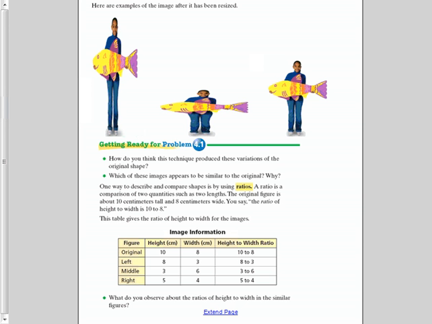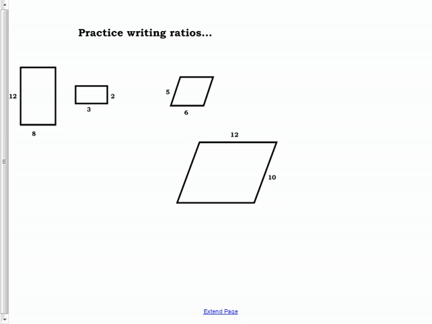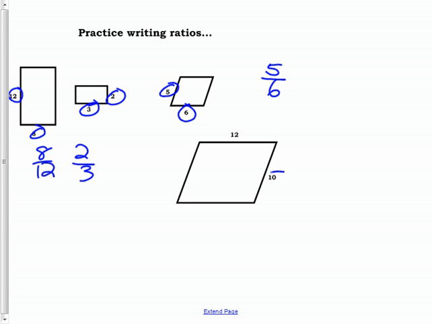All right, if we look at this, we see some ratios right down here. These are straight from the book. What I really want you to see is that the ratios need to be the same for a similar figure to actually appear. Let's practice writing ratios, short to long. I'm going to write that as 8 over 12. Short 2 to 3, I'm going to write that as 2 over 3. Short to long, 5 over 6. Short to long, 10 over 12.